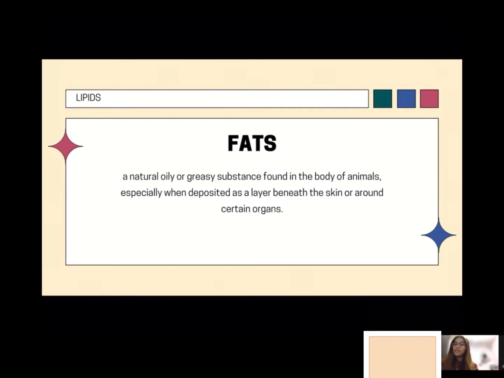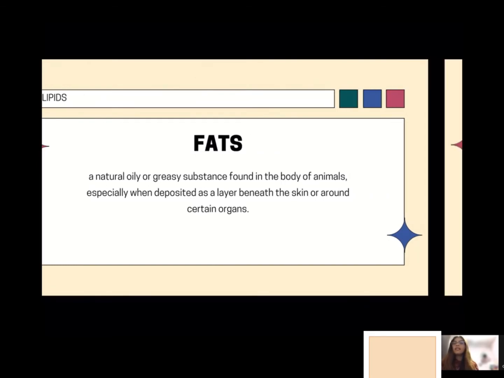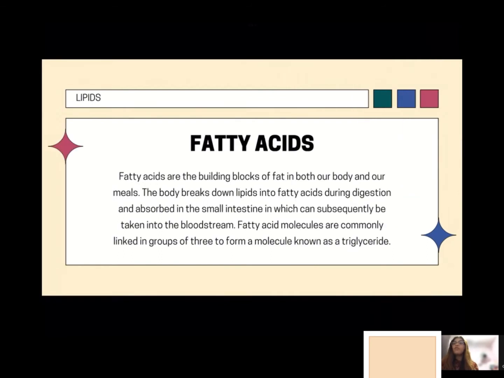So let's proceed with the fatty acids. Fatty acids are the building blocks of fat in both our body and our meals. The body breaks down lipids into fatty acids during digestion, and they are absorbed in the small intestine, after which they can be taken into the bloodstream. Fatty acid molecules are commonly linked in groups of three to form a molecule known as a triglyceride.